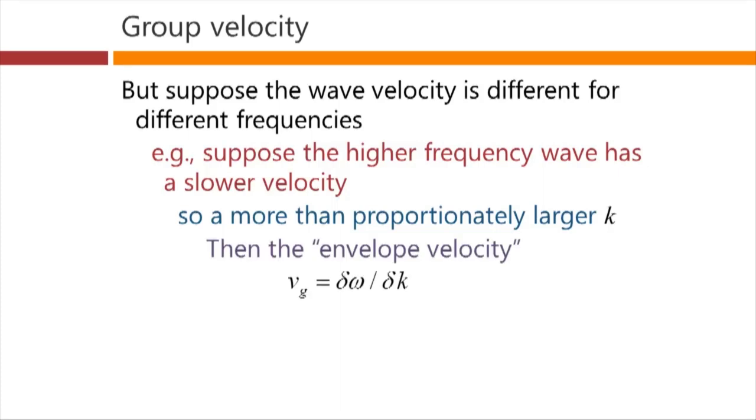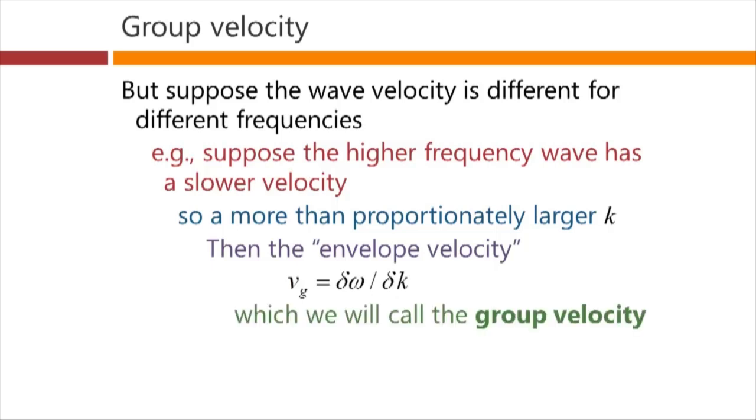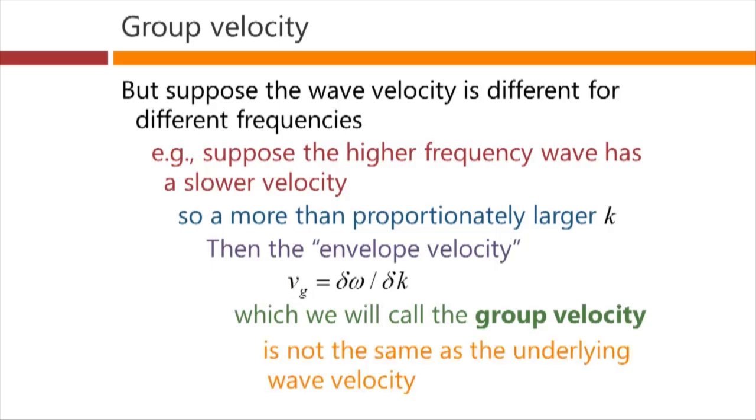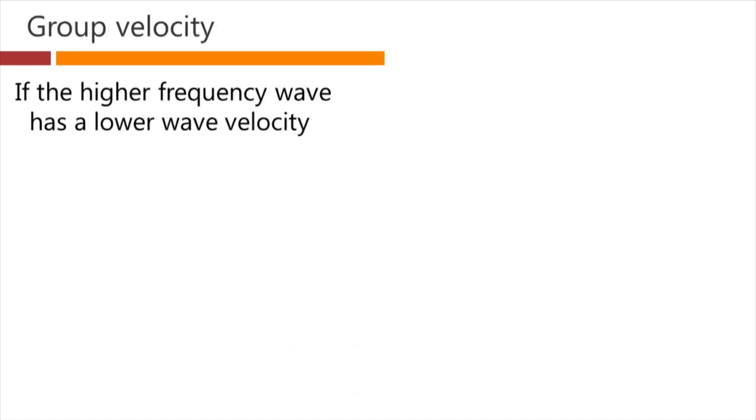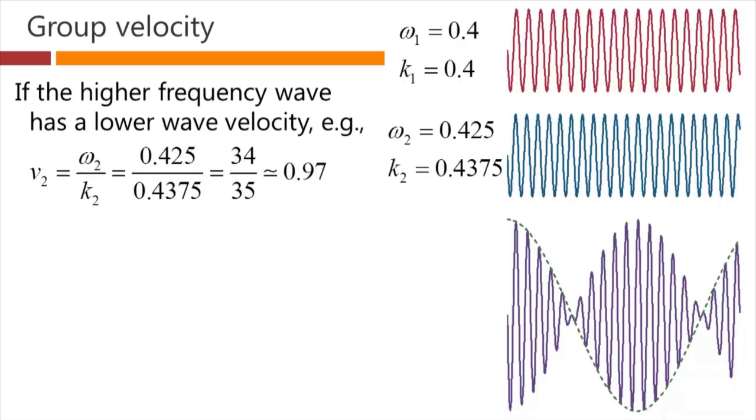We'll then get our envelope velocity, which we said was delta omega over delta k, and we're now going to give it a name here. We're going to call this the group velocity, so we put a little g here to show that. And it will not be the same as the underlying wave velocity now. So let's look at that. If the higher frequency wave has a lower wave velocity, so a lower velocity v2, maybe it's now 0.97.